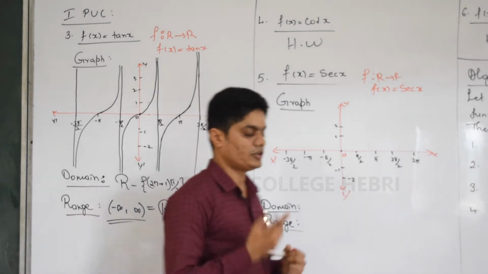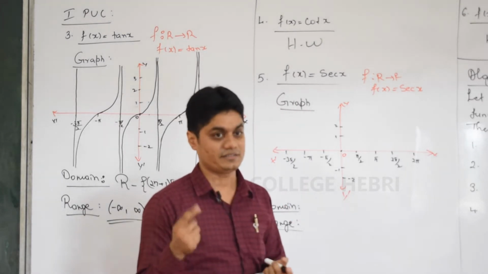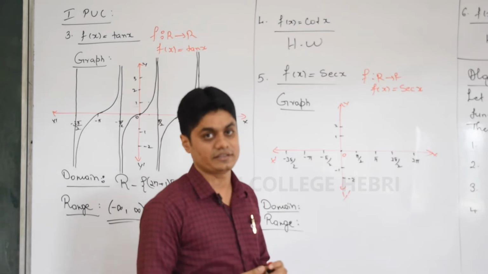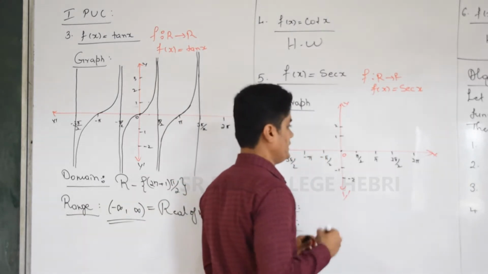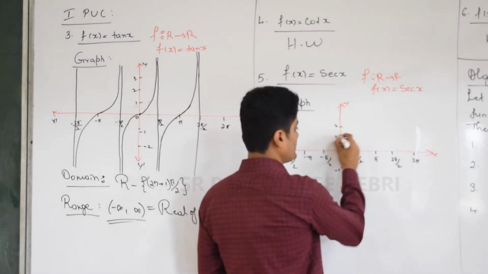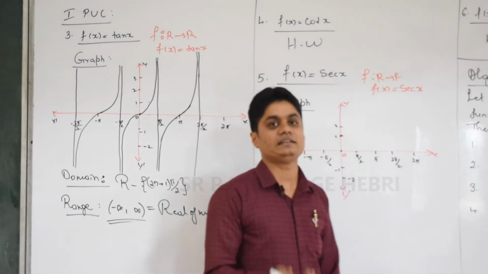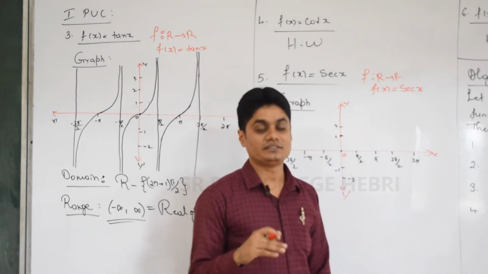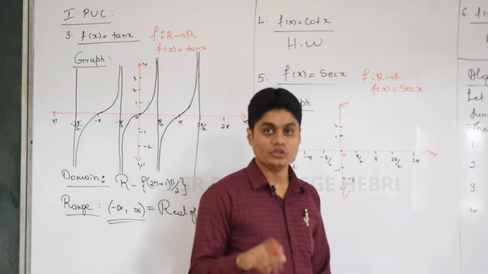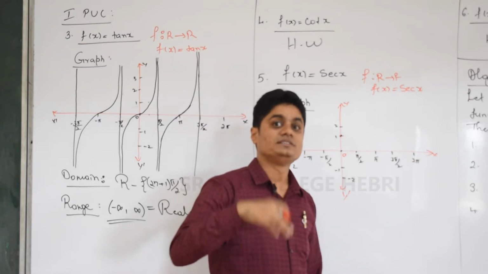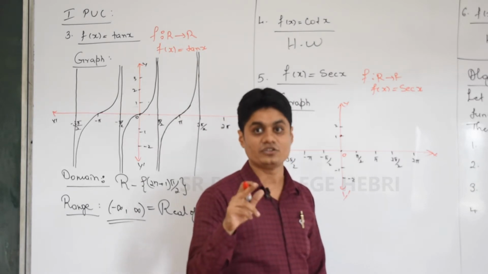Now recall the trigonometric ratios of standard angles for secant x. Starting from 0, what is secant 0? It is 1. Secant 30 is 2 by root 3. Secant 45 is root 2. Secant 60 is 2. Secant 90: cos 90 is 0, so secant 90 is infinity.